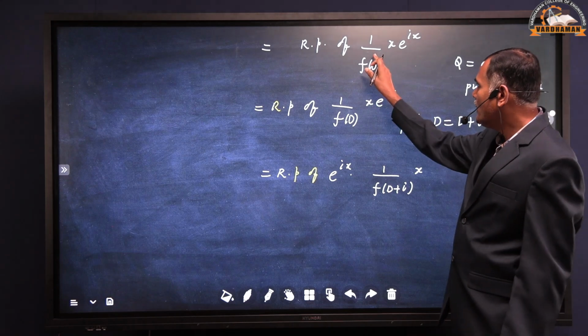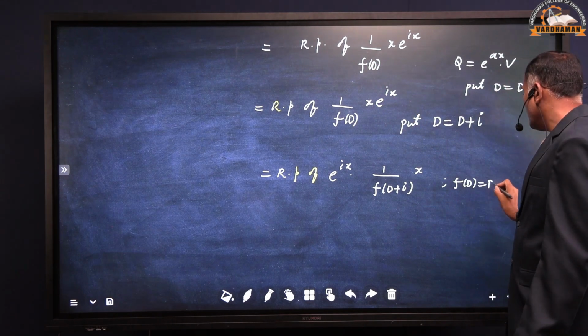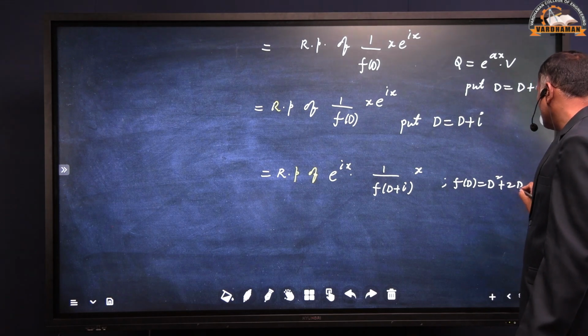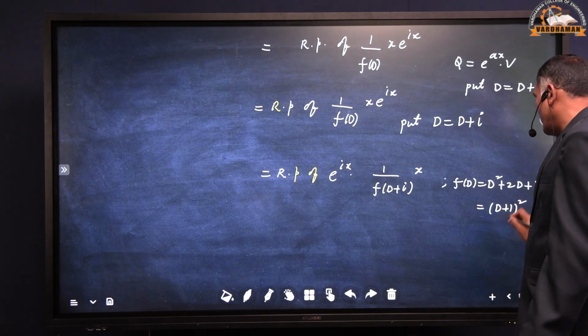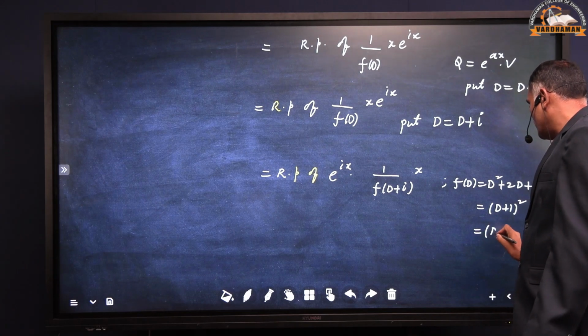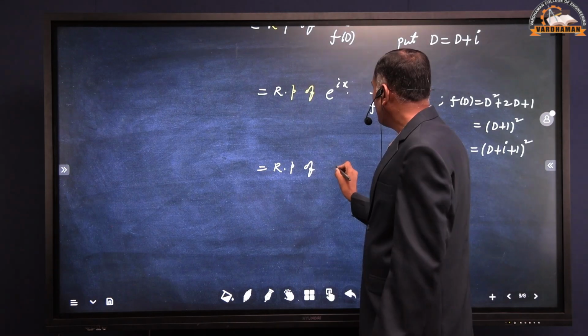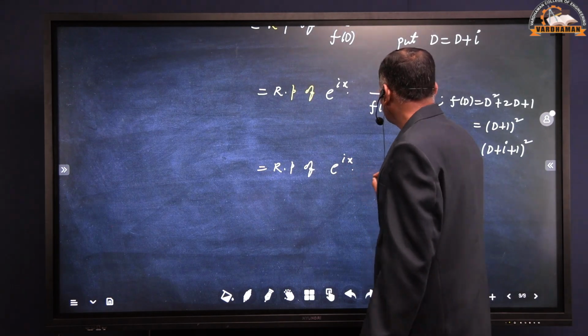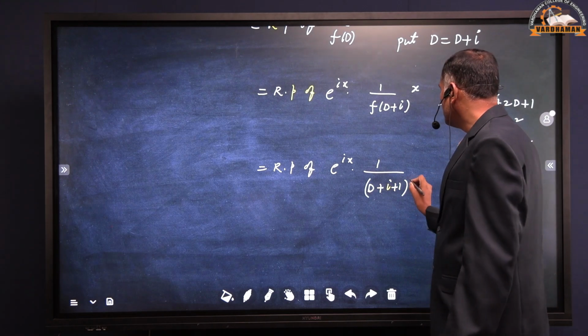Now what is f(D)? Here f(D) is nothing but D² + 2D + 1. Now this is nothing but (D + 1) whole square. In place of D, write down (D + i) plus 1 whole square. Now let us simplify this one. Real part of e^(ix) into 1/(D + i + 1)² into x.